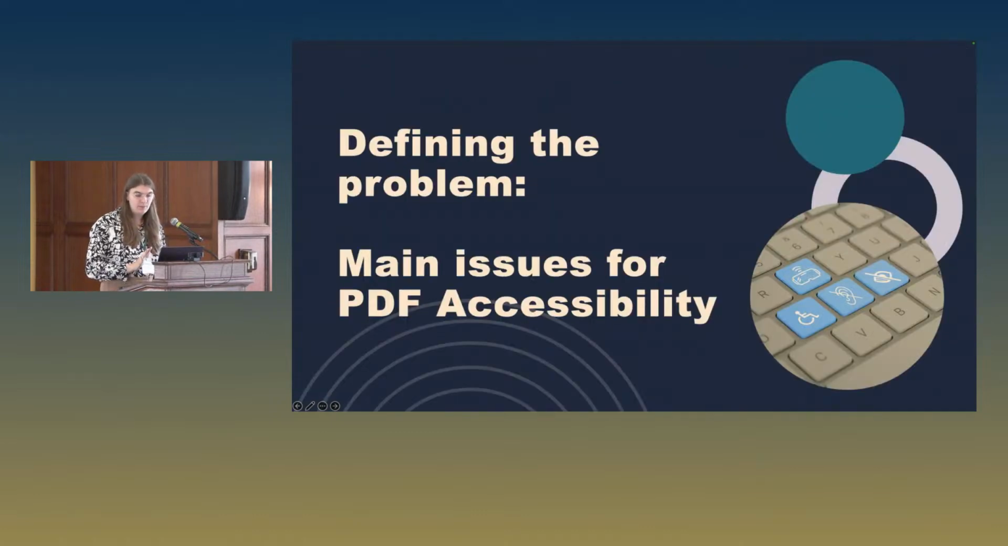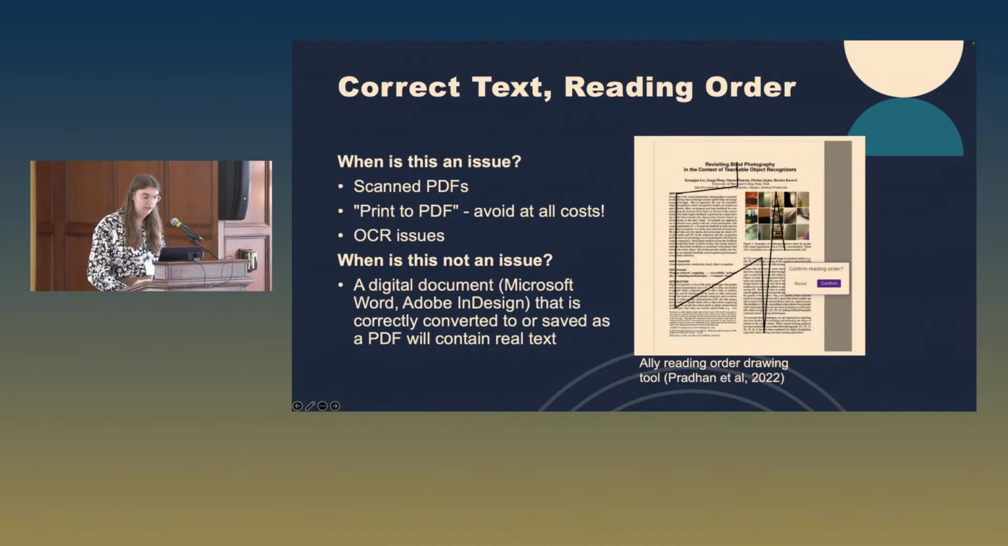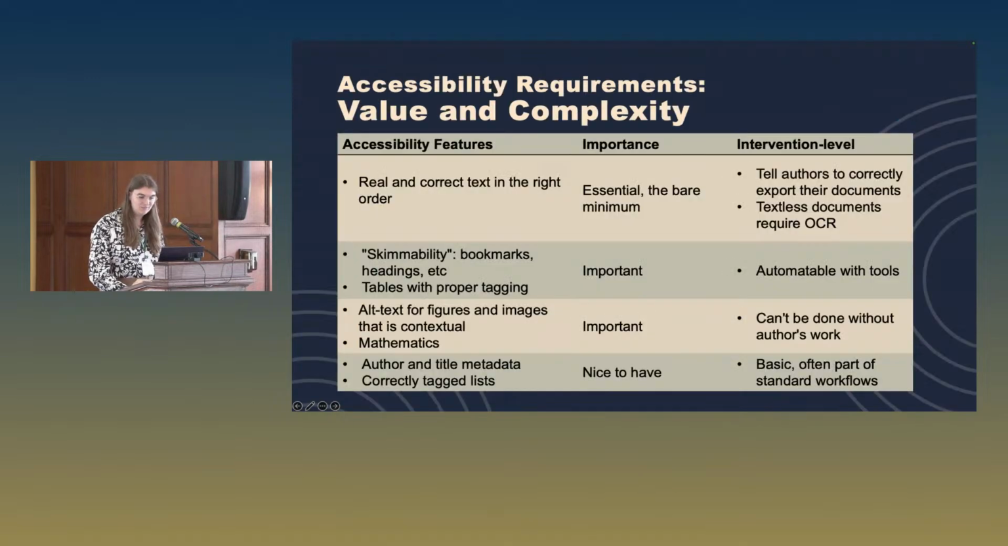Okay, so let's define the problem. What are the main issues for PDF accessibility, in my opinion? Well, you're in luck. I made a handy-dandy table. There are so many accessibility requirements for PDF. If you want a fuller list, you can look at PDF UA or WCAG PDF techniques, but the most essential thing for PDF accessibility is having real and correct text in the right order. If nothing else, add that.